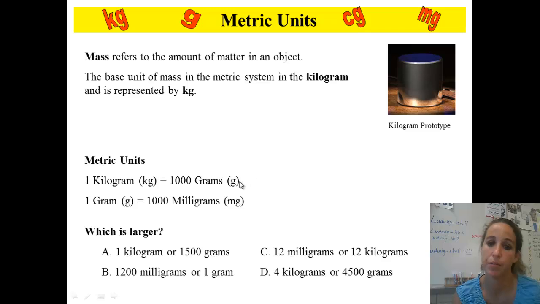Did you use this top conversion to figure it out? 1 kilogram is equal to 1,000 grams, so we're comparing 1,000 grams and 1,500 grams, so 1,500 grams is larger. The next one is 1,200 milligrams or 1 gram. Which one's larger? So this time I hope you use this one, 1,000 milligrams to 1,200 milligrams, and circled 1,200 milligrams.